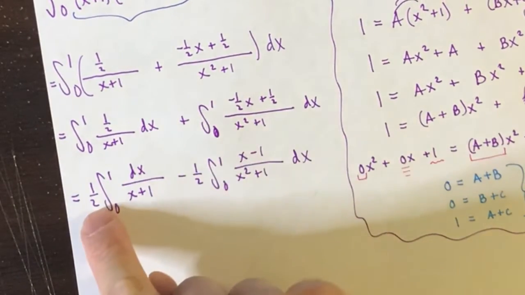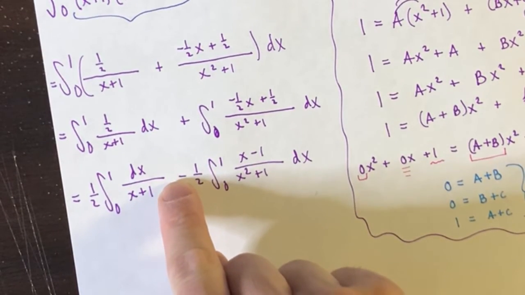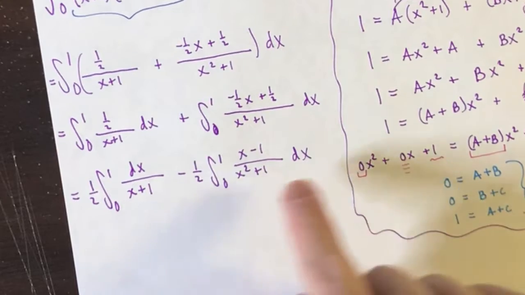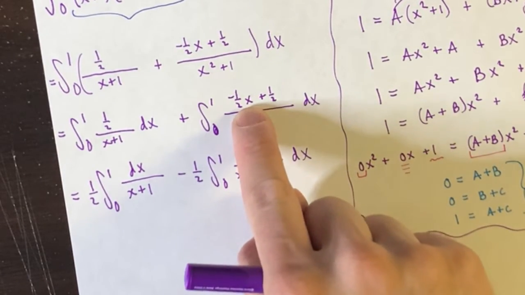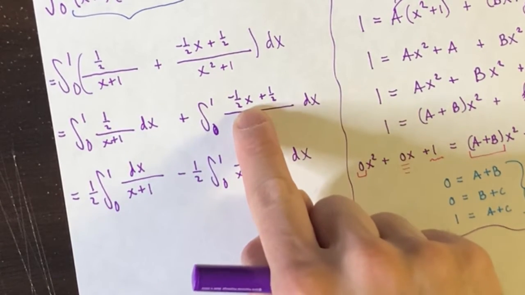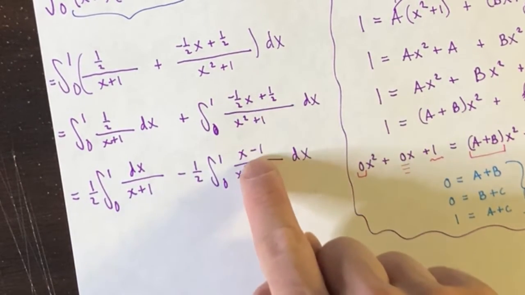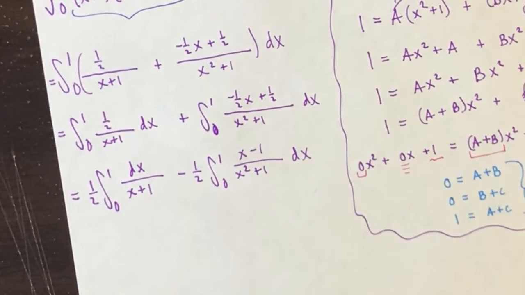That 1/2, I kicked it out to the front, and the dx got kicked up to the front if you want to, or you can just leave it in the back, doesn't really matter. That stayed the same, basically. I actually took out a negative 1/2 from the numerator, and I kicked that negative 1/2 to the front. That's why it's right there now. But if you take out negative 1/2 from the numerator, you're left with x minus 1. The bottom, I left it the same, and it's still dx.